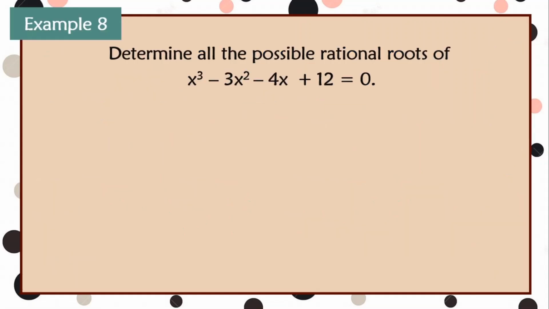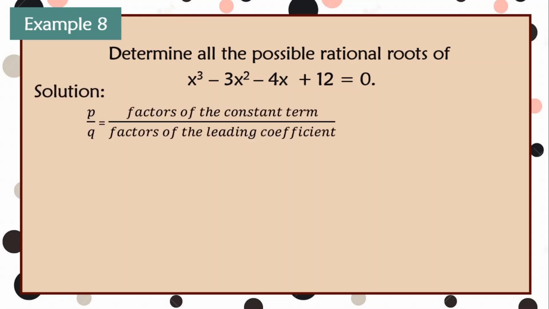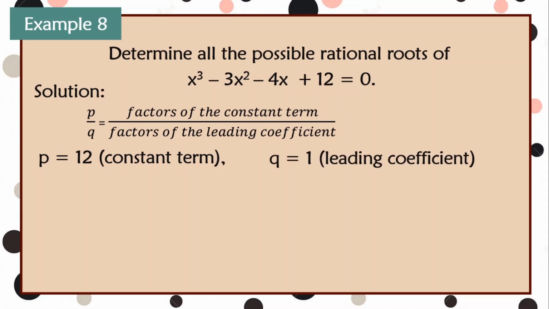So let's have example number 8. Determine all the possible rational roots of x cubed minus 3x squared minus 4x plus 12 is equal to 0. So for our solution, based on the theorem, to get the rational roots, just simply get the factors of the constant term and the leading coefficient and get the ratio. So we have p over q. So our p is 12, that is our constant term, and the leading coefficient, the value of q is 1.